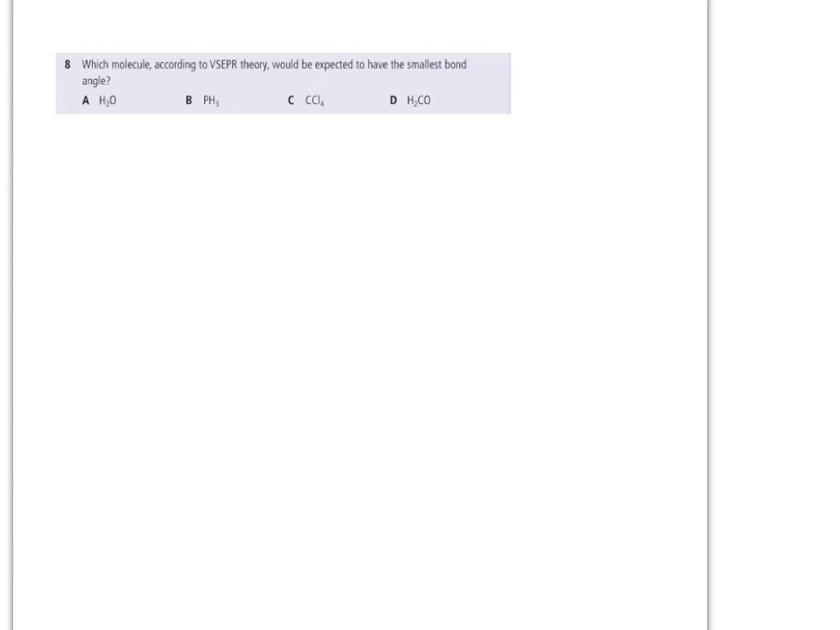Number 8, which molecule, according to VSEPR theory, would be expected to have the smallest bond angle? So when I look at this, H2O is going to be bent. In fact, it's going to be double bent at 105. PH3 is going to be trigonal pyramidal, so this is going to be around 107. CCl4 is going to be 109.5 because it's a true tetrahedral. And H2CO is going to be 120. So A, the double bent, is going to have the smallest bond angle. And again, you just have to draw them. And when you've drawn them a long time, they come more quickly.